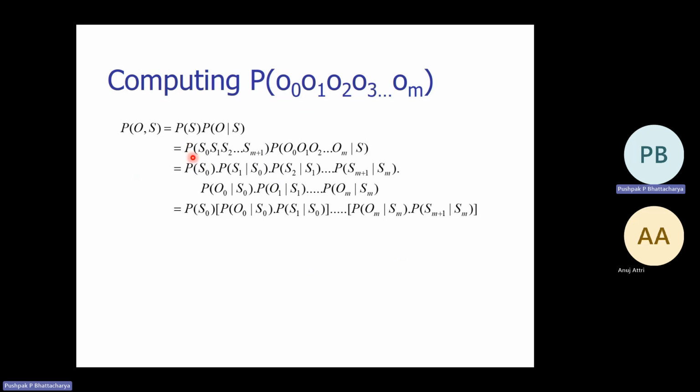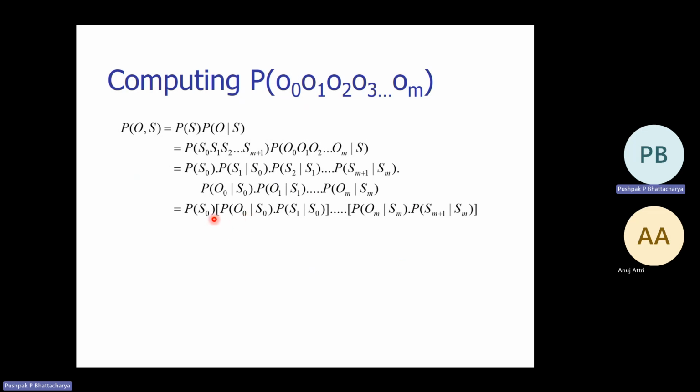P(S) is the probability of the state sequence. P(O given S) is the probability of the observation sequence given the state sequence. The probability of the state sequence makes use of the Markov assumption. You have P(S0) into P(S1 given S0), etc., which is nothing but the transition probability. And the probability of the observation sequence given the state sequence is the product of the probability of observation given the state, again by Markov assumption. These are nothing but the emission probabilities, the observation probabilities.